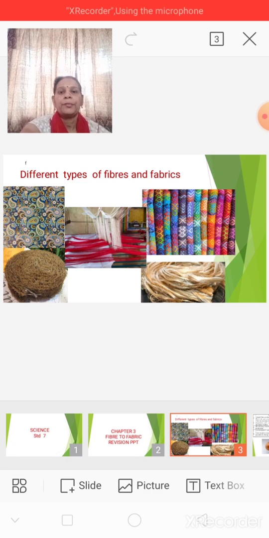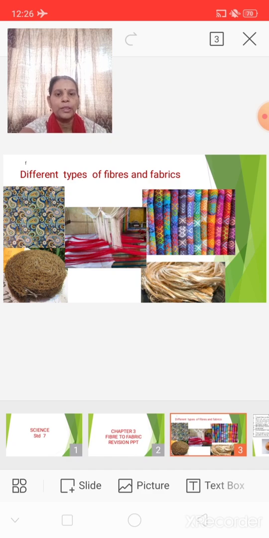Now, there are different types of fibers, as you know, and there are different types of fabrics. Here you can see on your screen different fibers as well as different fabrics. Some of the fibers are plant fibers, and on the right side you can see animal fibers. Among the fabrics, one or two are natural fabrics and the other one is a synthetic fabric.